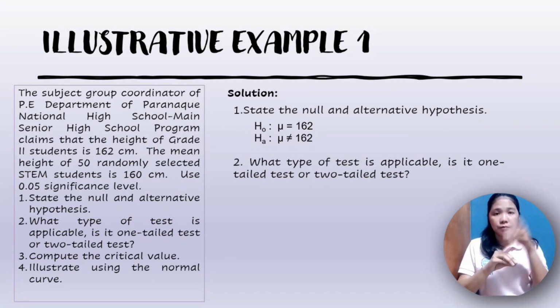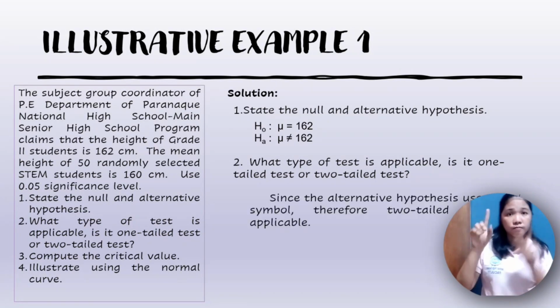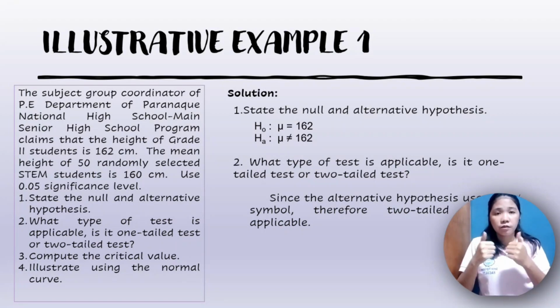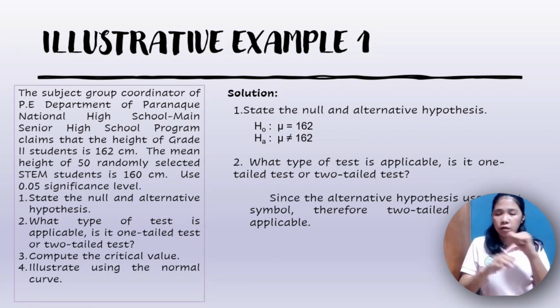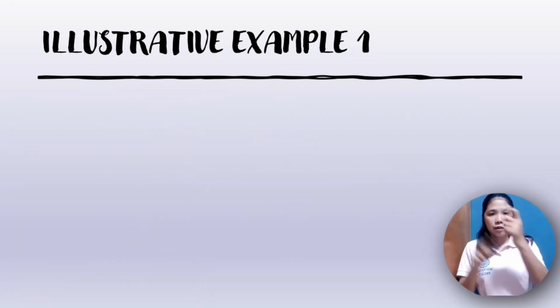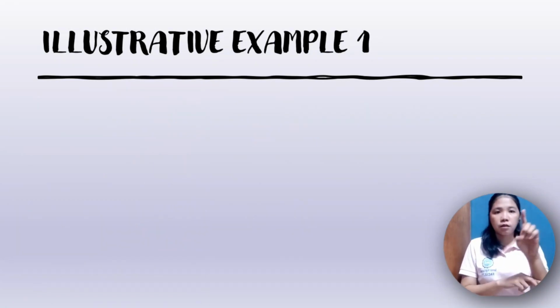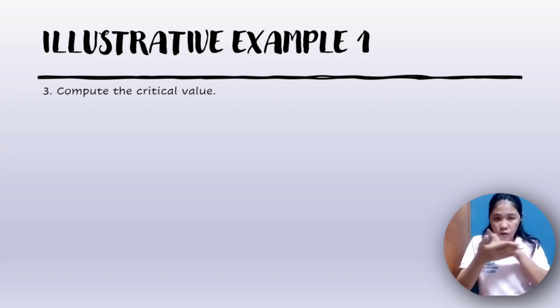Is it one-tailed or two-tailed? Since the alternative hypothesis uses the not equal to symbol, therefore it is a two-tailed test, or it is applicable for a two-tailed test. Next is to compute for the critical value.